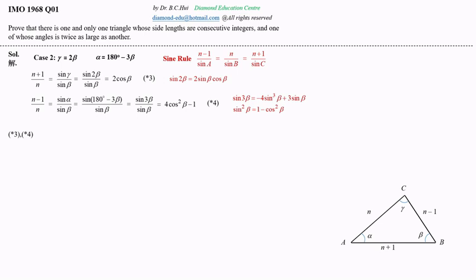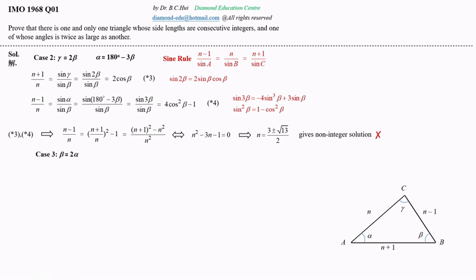Let's put 3 and 4 together, and we get a quadratic expression in terms of n: n squared minus 3n minus 1 equals 0. And the two roots are non-integers. So this could not be the answer. It's not an integer solution. So there's one more case left: beta equals 2 alpha.